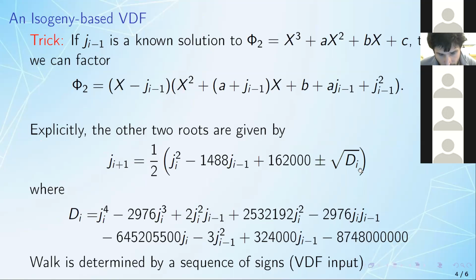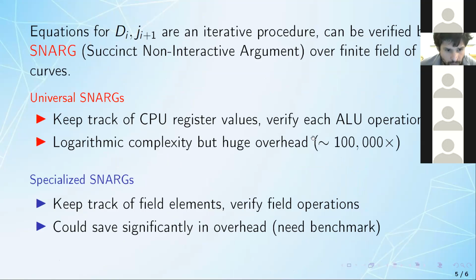So in this sense, the walk is uniquely determined by a sequence of choices of signs. So this sequence of signs is what we're going to obtain directly from the VDF input. And now the equations that you just saw for both the discriminant and the next j-invariant itself, they're just an iterative procedure.